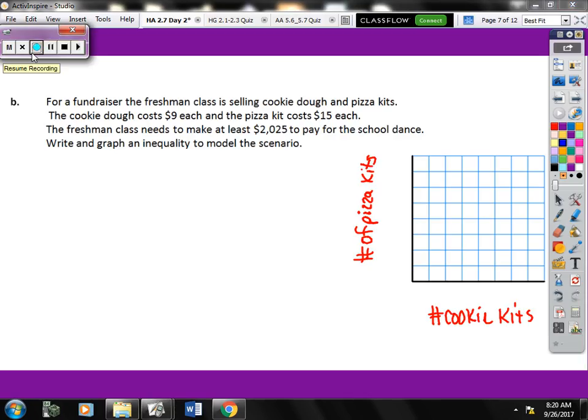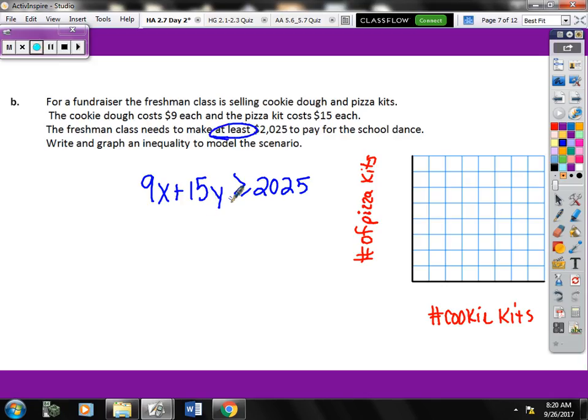They wrote to model this scenario. Ashley? Perfect. It had said somewhere, at least, which is greater than or equal to. Again, if you were to have 15x plus 9y, that's also correct as long as you have your axes labeled in the opposite direction. Okay, number of pizza kits doesn't matter.